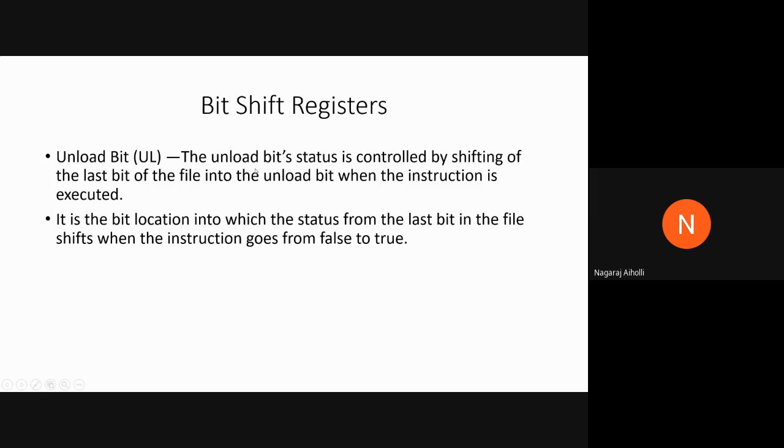Then the unload bit. The unload bit's status is controlled by shifting the last bit of the file into the unload bit when the instruction is executed. When the instruction is executed and nearing completion, the last bit will be shifted out, and that is called the unload bit. It is a bit location into which the status from the last bit in the file shifts when the instruction goes from false to true. The last bit of the file, when it is shifted, is called the unload bit.